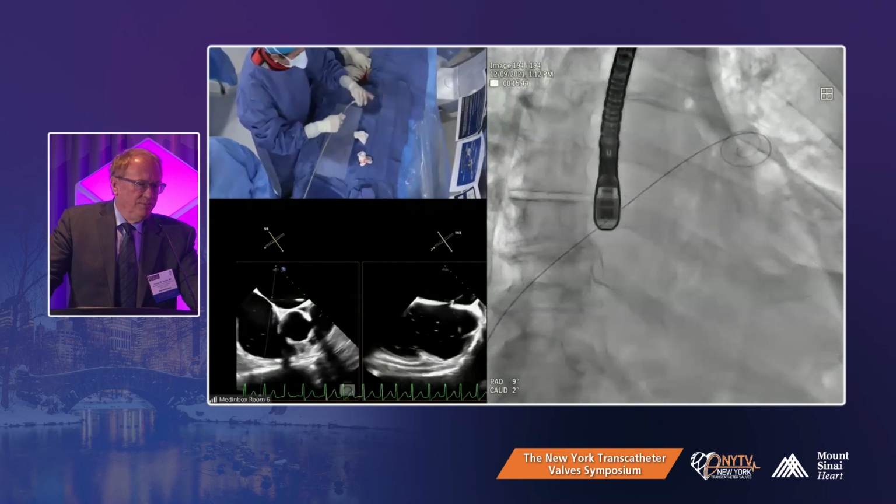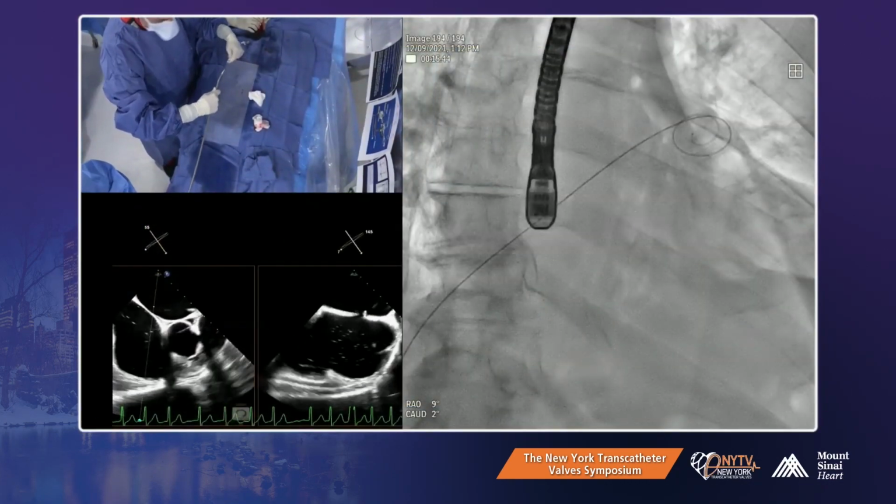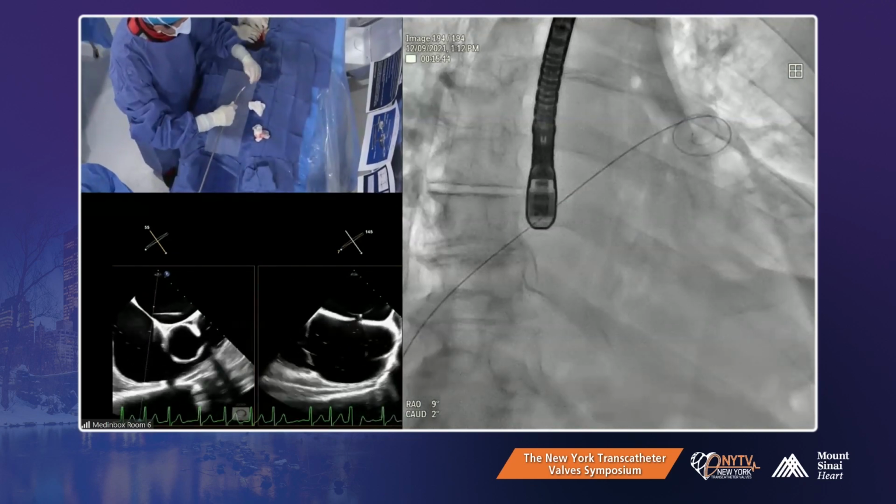So we're going up with the guide. We activated it already. Okay. Yeah, do you have the wire?